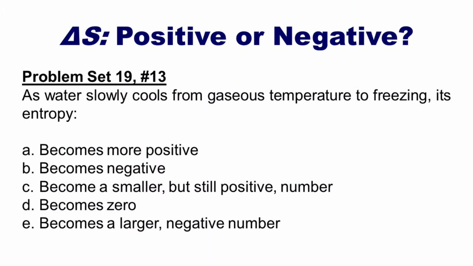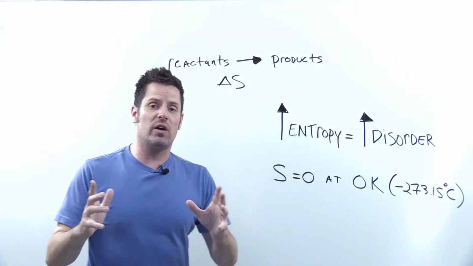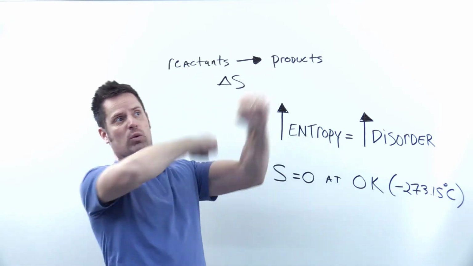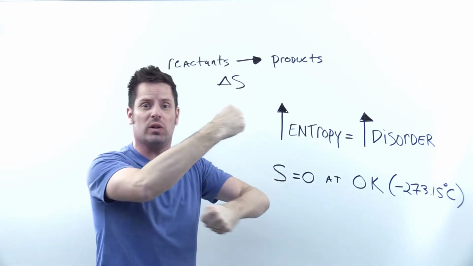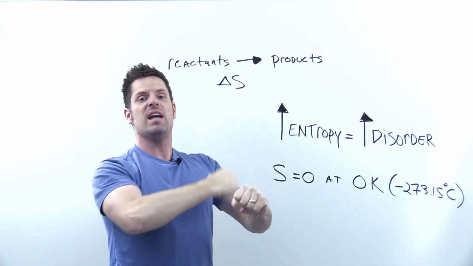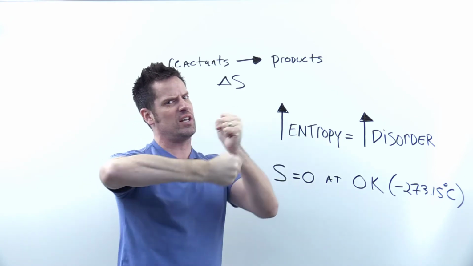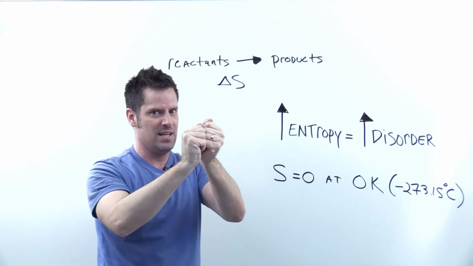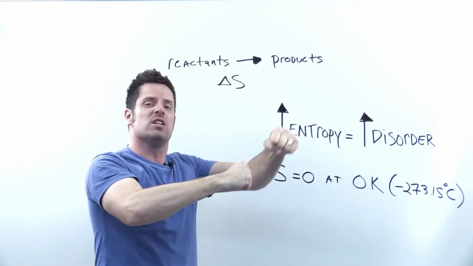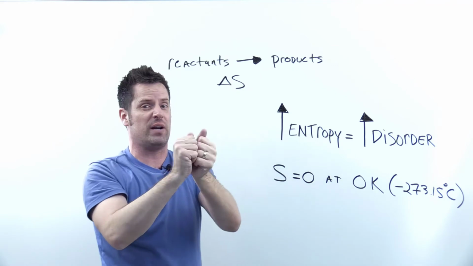It says that as water cools slowly from gas all the way down to freezing, what happens to its entropy? Well, let's think about that. Our water here is starting as a gas, so it's really, really going like this, and then it gradually gets cool, so it turns into a liquid. So it's doing this as a liquid, and then it gets colder and colder and colder until it eventually locks and becomes a solid, so it's frozen now, okay?